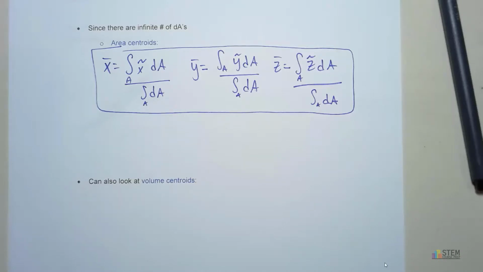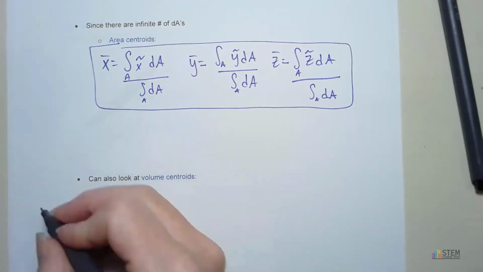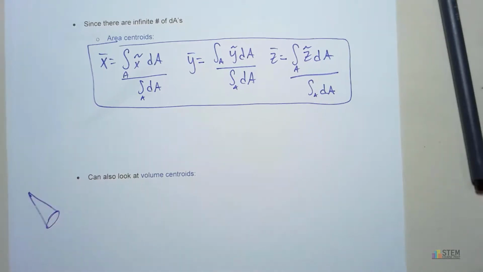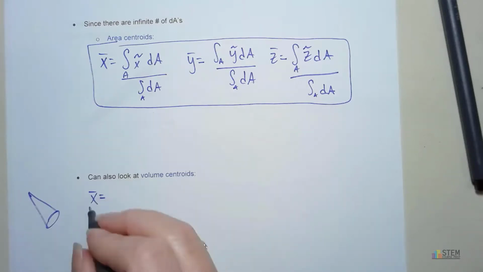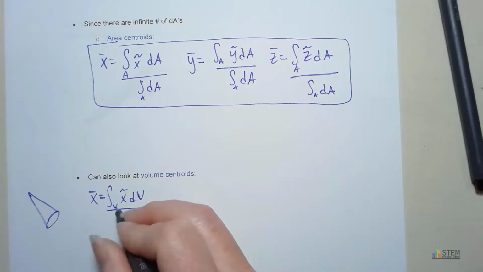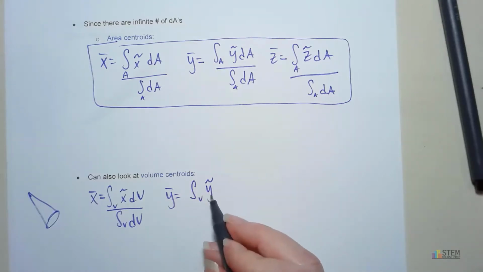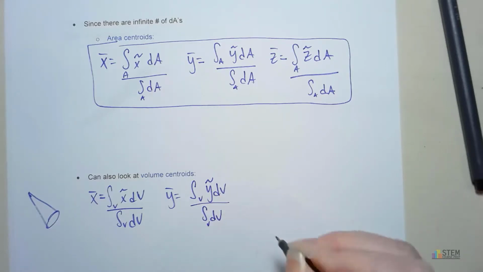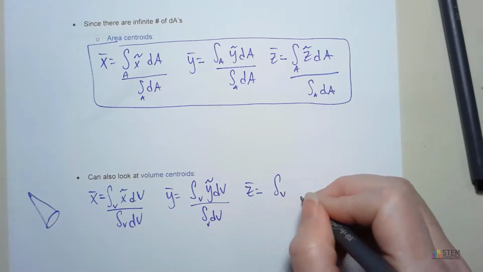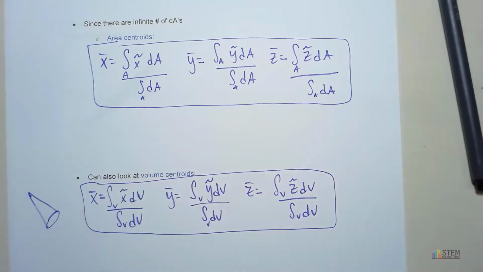Now we also have equations for volumes and lines. Volume centroid is going to be where we have a volume that we're looking at. So let's think of a cone, for example. Not just an area, but we have a cone, and we can find the centroid of that volume. Our equation here is going to be very similar to what it was up here, except now we're going to have volume instead of area. So we'll have x bar equals the integral over the volume of x tilde dv over the integral of dv. And then y bar, you can probably figure out by now, is the integral over the volume of y tilde dv over the integral of dv. And then z bar is the integral of z tilde dv over the integral of dv. Those will be our volume equations.